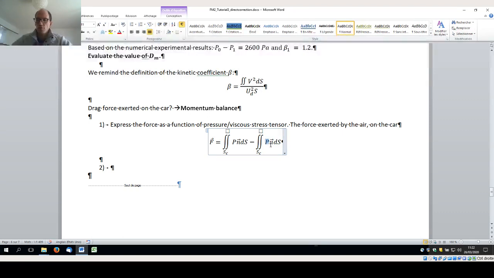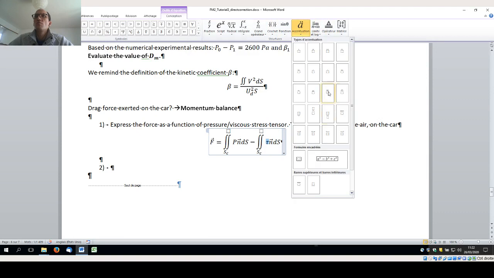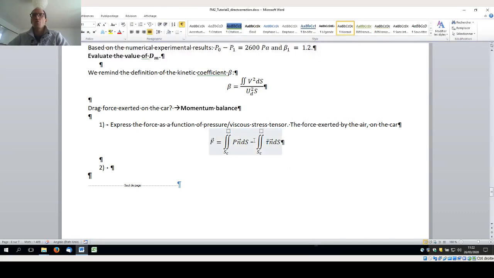So you have a part associated to pressure and one part associated to viscosity. Here it's just a reminder. Okay, so you have those two parts, part associated to pressure, part associated to viscosity. It should be pretty straightforward. After, in the momentum balance, you will look for those two elements to write them as a function of the force you are looking for.